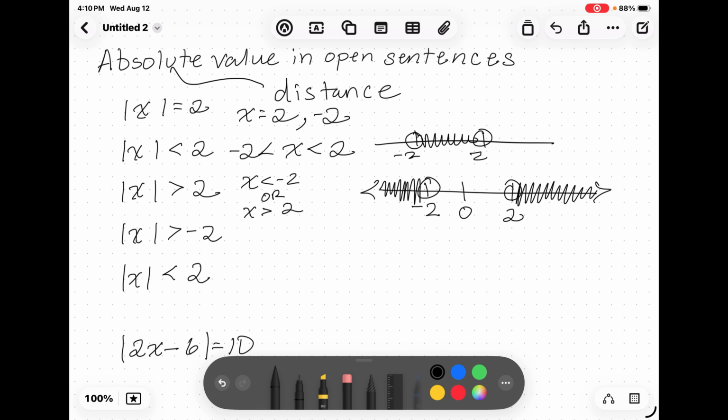Okay, and then finally, let's look at these last two. Absolute value of x is greater than -2. What numbers work for that? Just pick a number for x. Pick one. Right? Did you pick, say, 1? So say you picked 1. Is the absolute value of 1 greater than -2? Yes, it is. How about another number? How about 0? Is the absolute value of 0 greater than -2? Yes, it is.